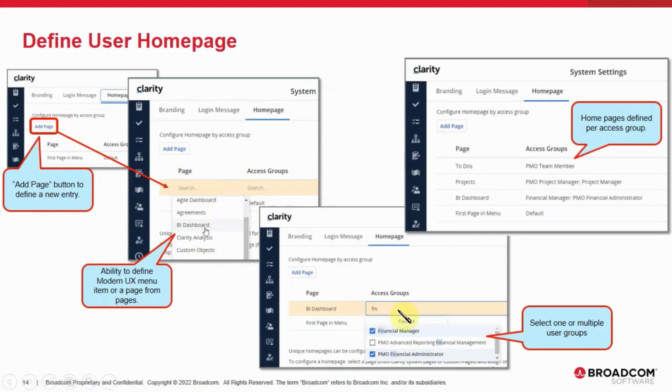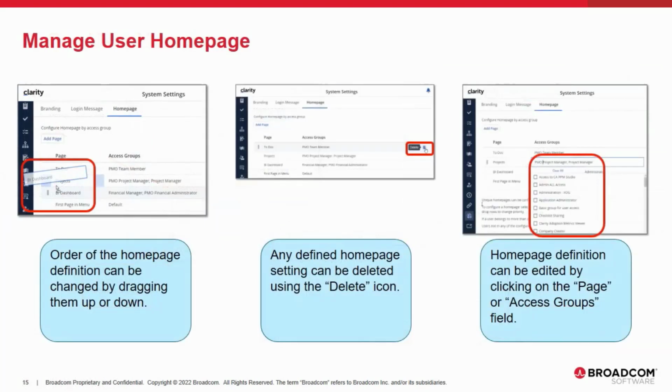After selecting that, they can then define the access groups that should be landing on this specific page after logging into Clarity or after they click on the home page button. The administrator can define one or multiple user groups for this specific page, and once that is done, the page setting is complete and will all be listed in the home page setting page. The administrator also has the option to drag and drop the configuration to change the order of the definition.